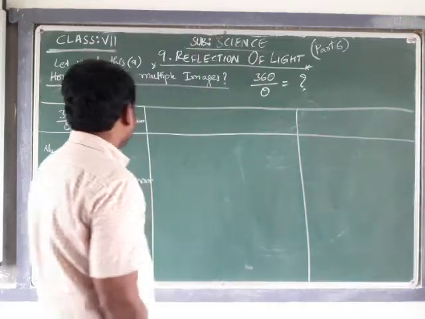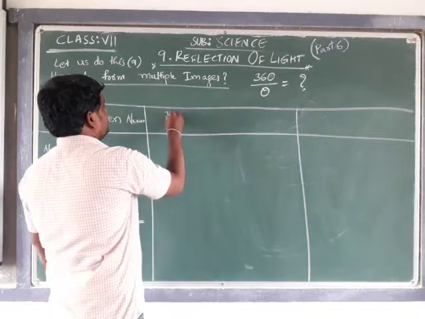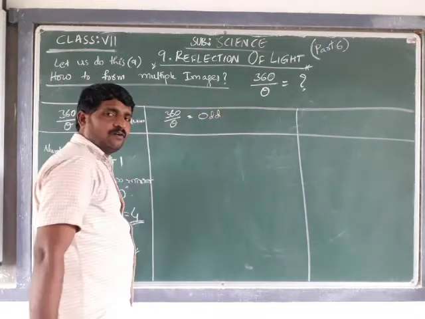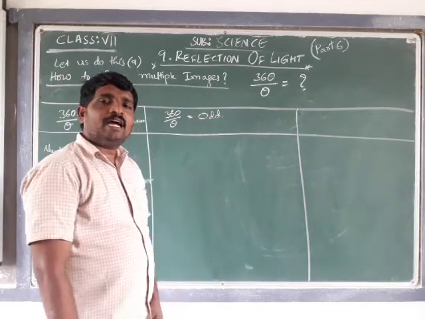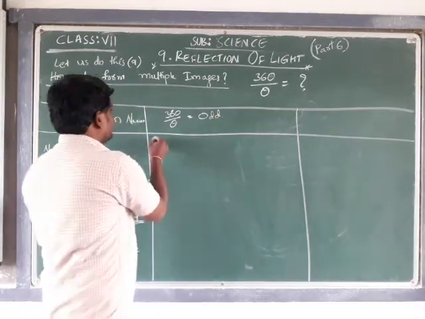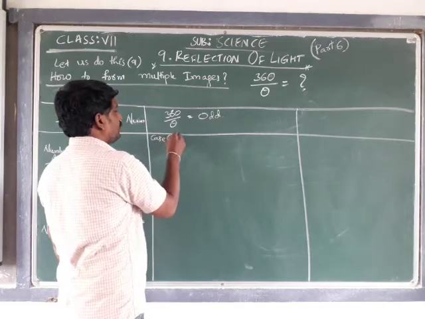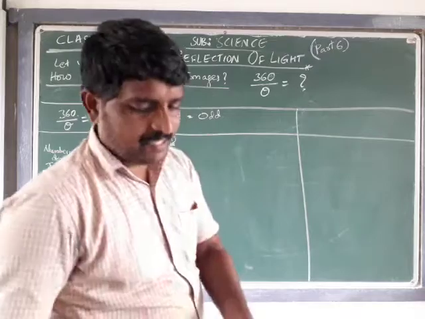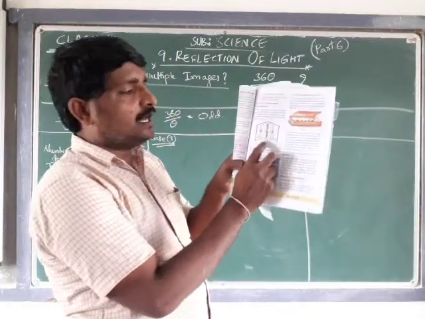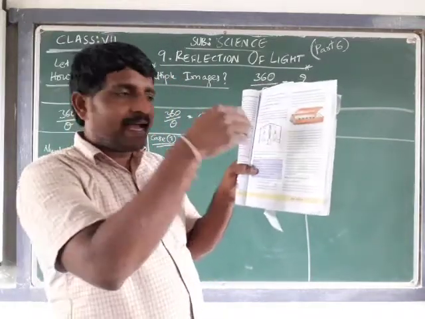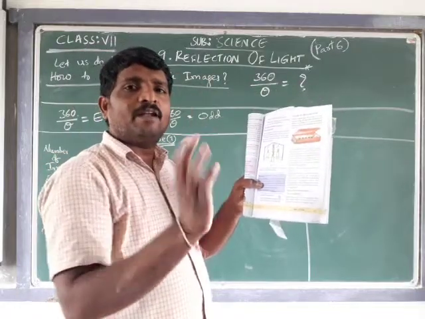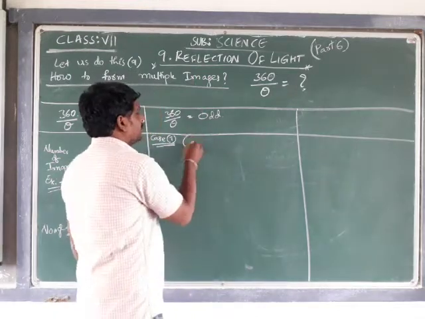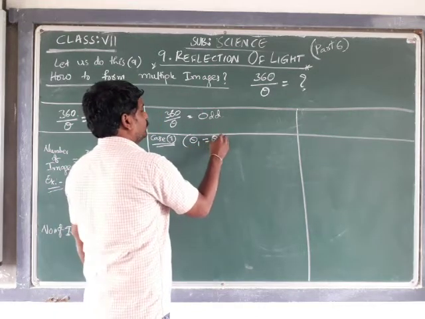Now suppose 360 by theta is an odd number. We have two cases. That is case 1. The object which is placed here, this is the original object, is dividing the angle into two equal parts, that is, theta 1 is equal to theta 2.